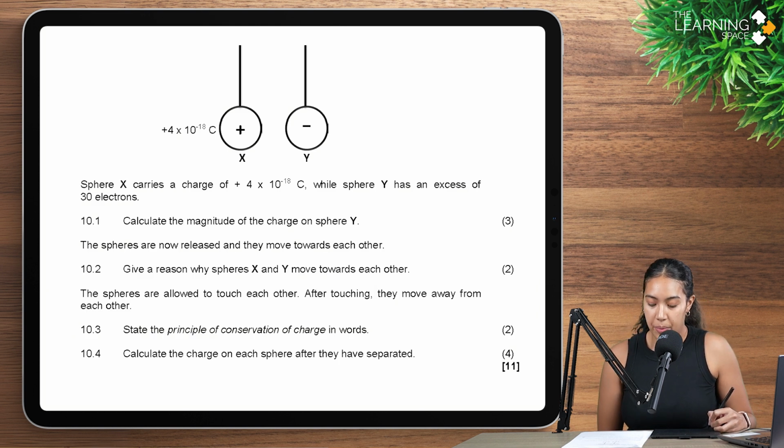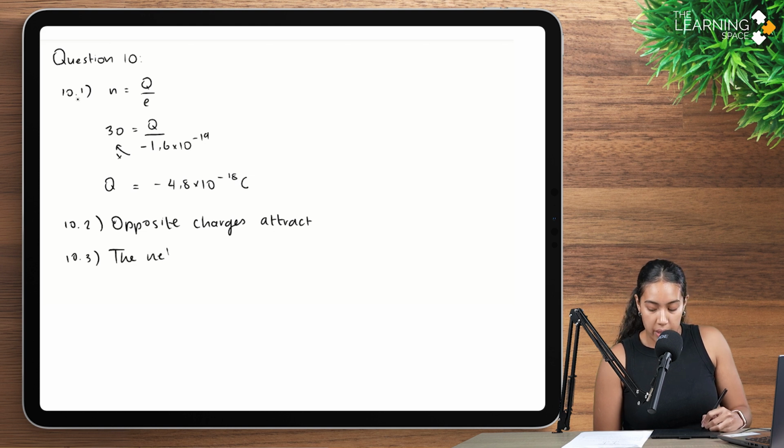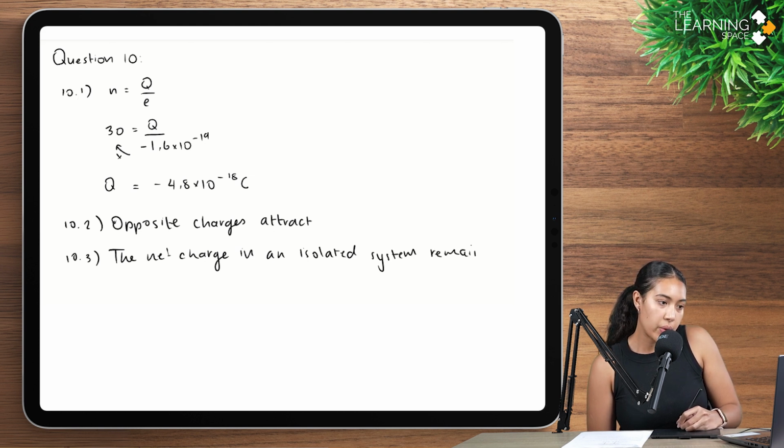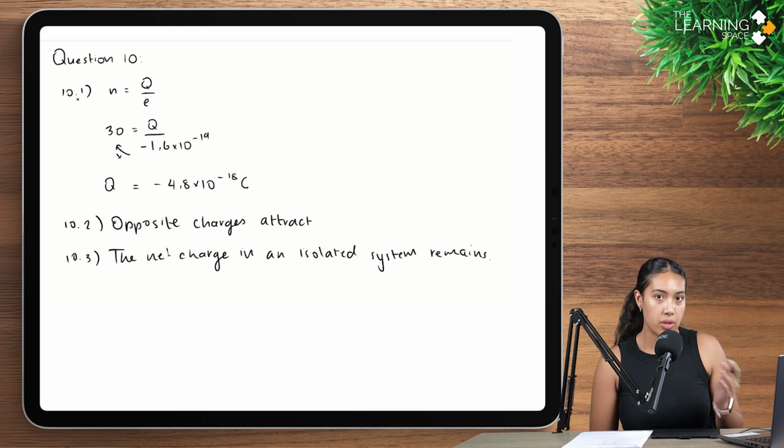Cool. The spheres are allowed to touch each other. After touching, they move away from each other. So for 10.3 they may ask us to firstly state the principle of conservation of charge in words. That's just one of your definitions that you should know. The net charge in an isolated system remains constant. What that means is that we're not going to lose any charge within the system when they touch. The total net charge is always going to stay the same, even if there is a transfer of electrons and transfer of charge.